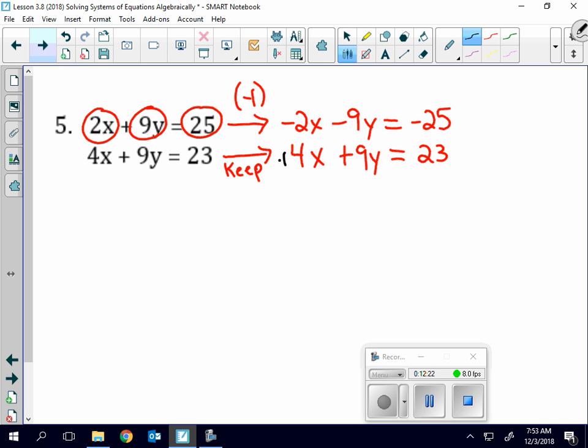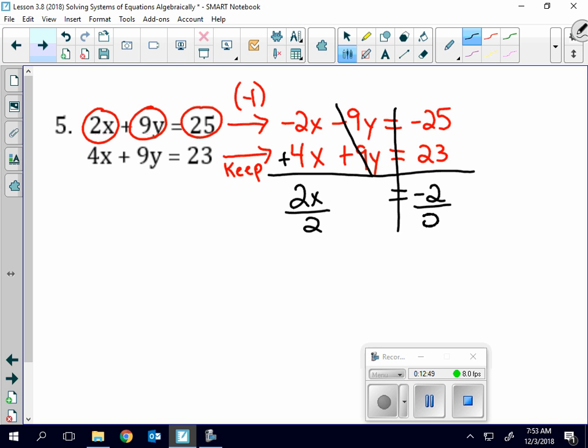Now when I add them up, my y's are going to cancel, and I can see what I have left. Negative 2x plus 4x is a positive 2x equals negative 25 plus 23 is a negative 2. Okay, to solve for x, just divide by this 2 right here to get x by itself. So x will be a -1.